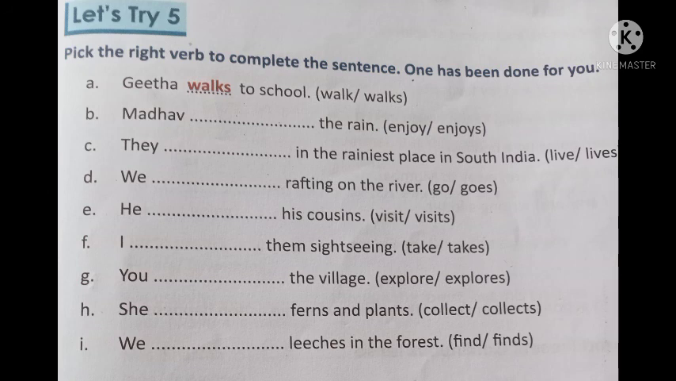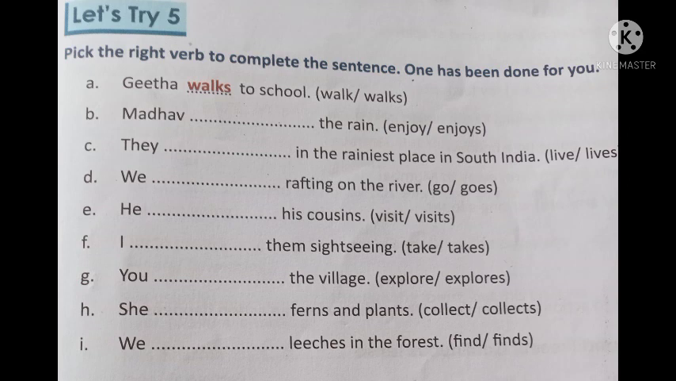Now read the next one. You dash the village. The options are explore and explores. So the correct one is explore, because this is the first form of verb without s or es form, and we use the first form of verb without s or es form. Clear to all?